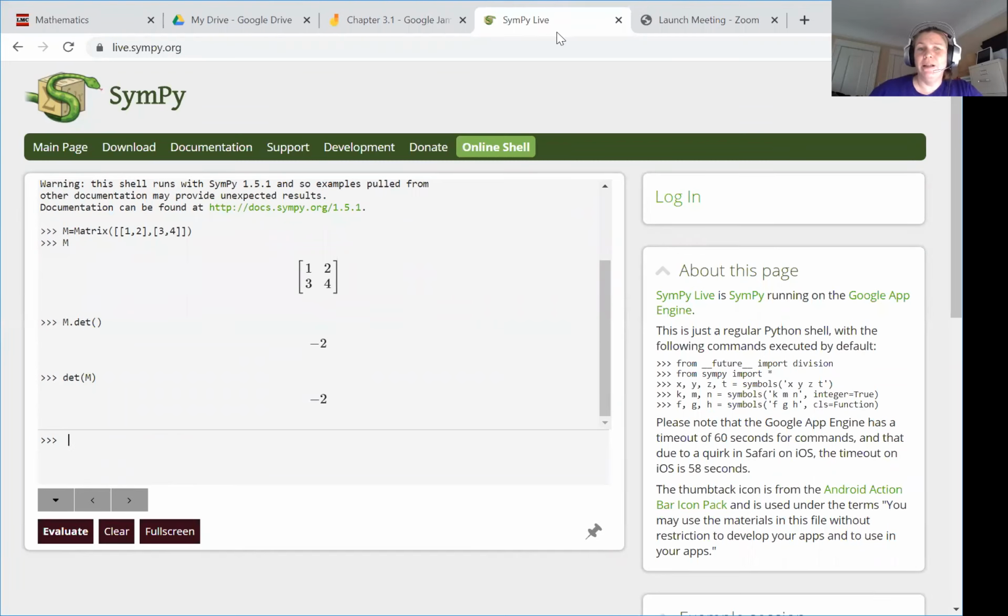And we could double check this. We know 1 times 4 is 4 on the first diagonal, and we subtract from that 6, which comes from 3 times 2 on the other diagonal. And so 4 subtract 6 gives us this -2 result.